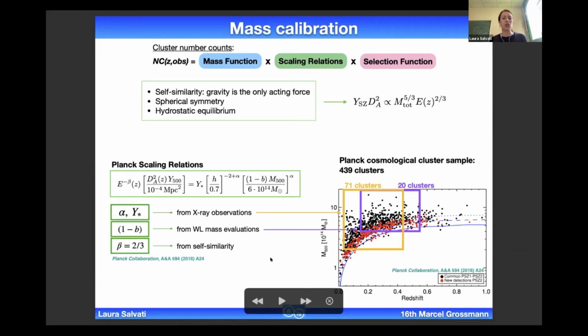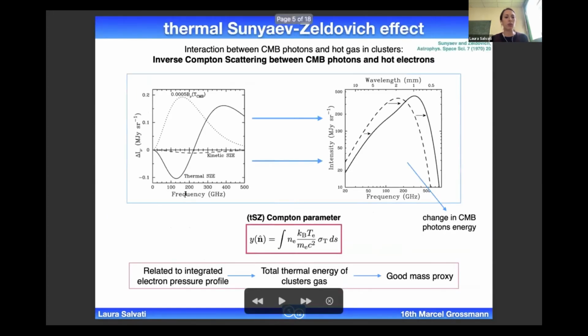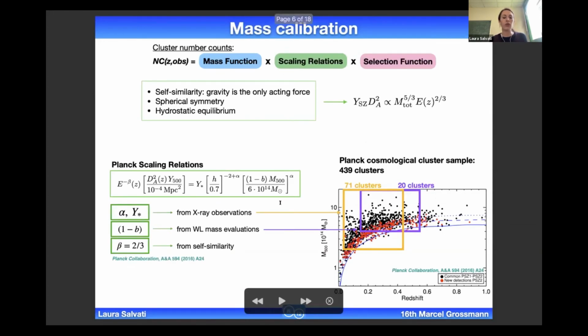And as I was mentioning before, the best approach to calibrate the scaling relation is to use a multi-wavelength analysis. And so in particular, for the Planck analysis, what we did was to use X-ray observations to constrain alpha and Y star, and weak lensing observations to constrain 1 minus B. And then we assume self-similarity.